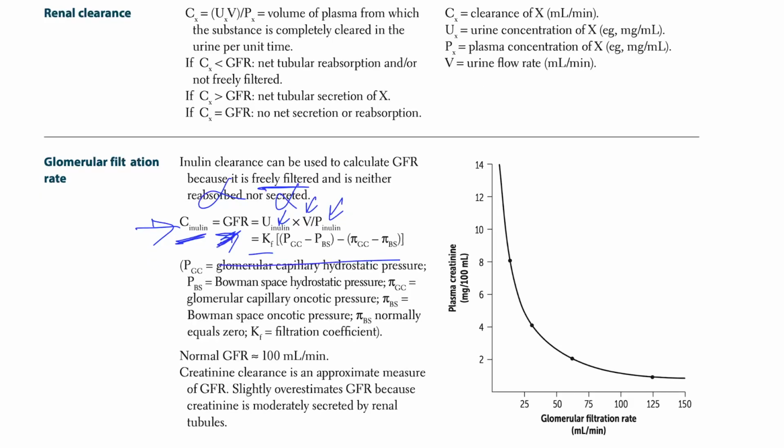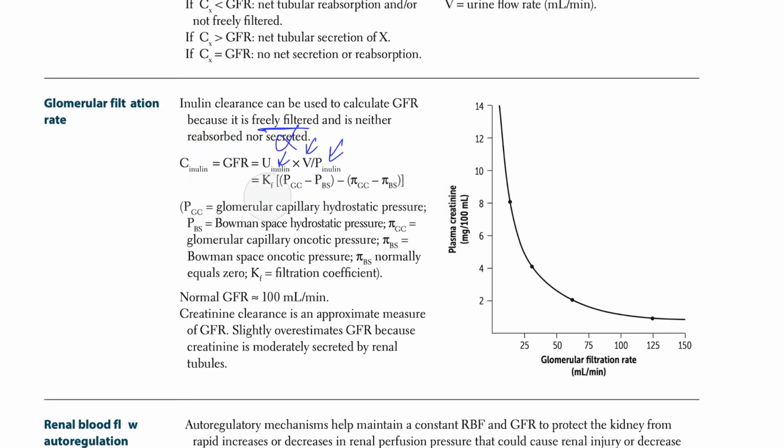Now you can look at this one, in which you have Kf as the constant, the filtration coefficient. PGC is the glomerular capillary hydrostatic pressure. PBS is the Bowman's capsule hydrostatic pressure. P equals the hydrostatic pressure.